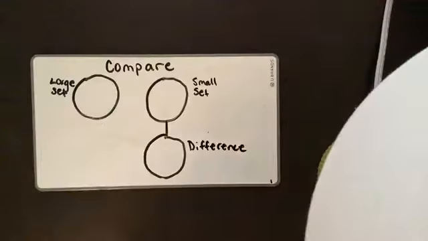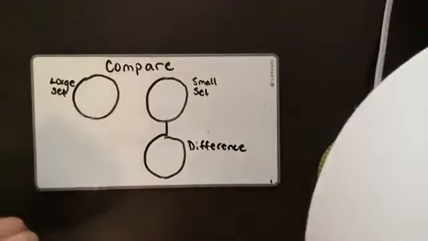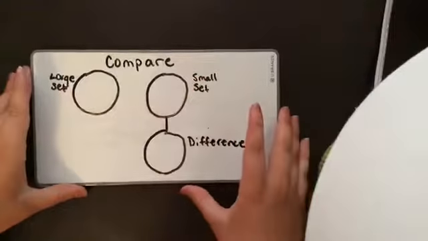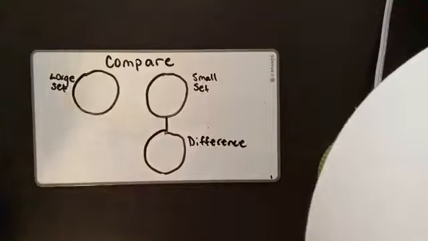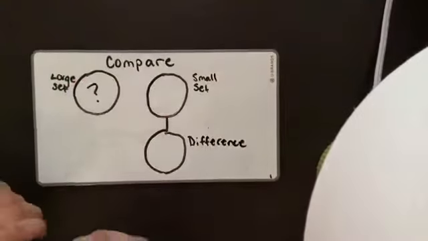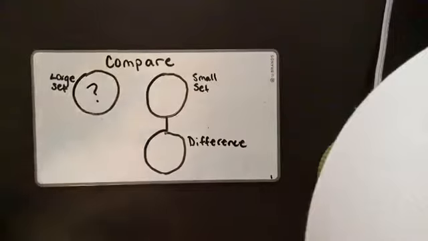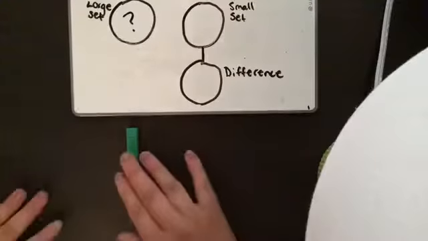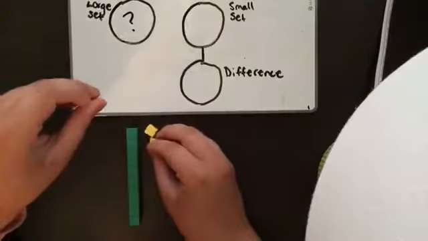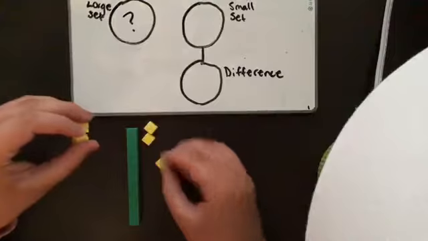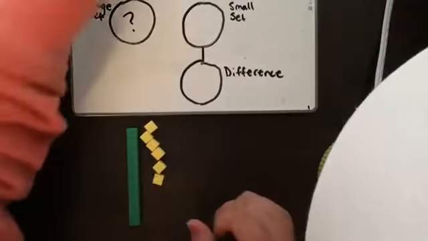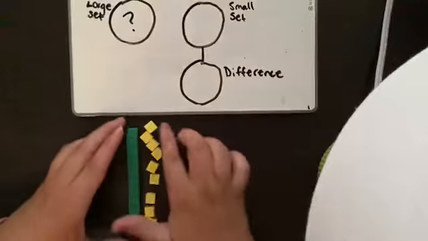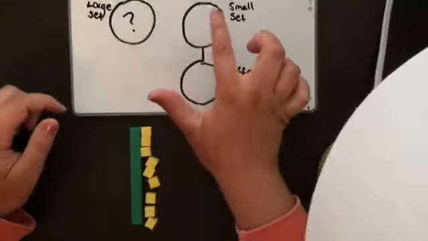So if we were theoretically setting this up in a big chart, and we were using our base 10 blocks, we would want a large chart that looks like this. So the large set is our unknown, so I'm going to put a question mark in there. And our small set is what we do know. Our small set is 19, so I'm going to set out 19 base 10 blocks. There's the 10, and then there's 1, 2, 3, 4, 5, 6, 7, 8, 9. So there's the 19 that we know is the small set.